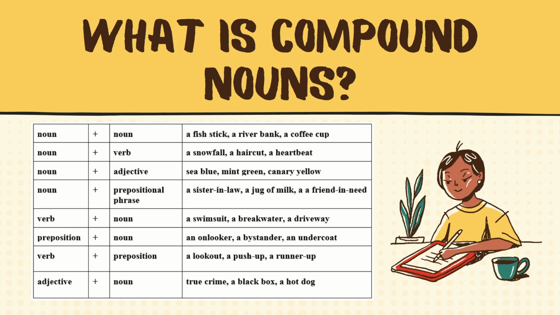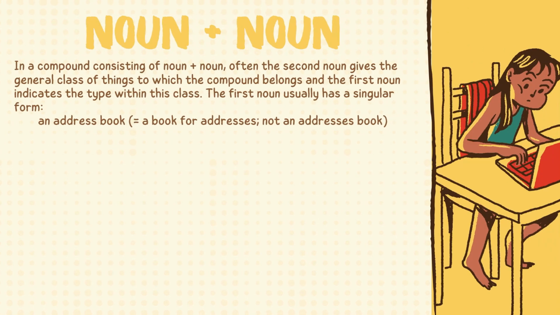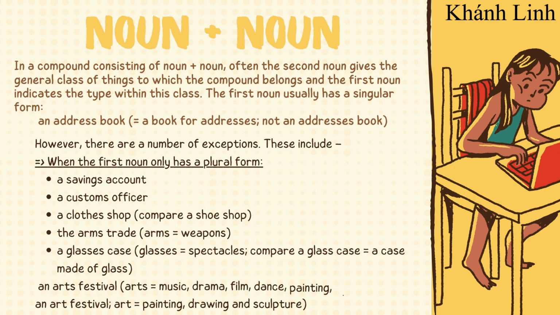Now, let's begin with the first type. First, I will introduce you to noun plus noun. In a compound consisting of noun plus noun, often the second noun gives the general class of things to which the compound belongs, and the first noun indicates the type within this class. And the first noun usually has a singular form. For example, an address book means a book for addresses, not an addresses book. However, there are a number of exceptions.